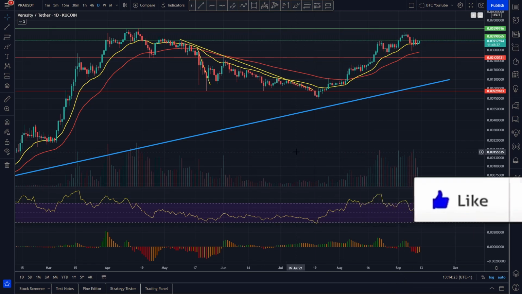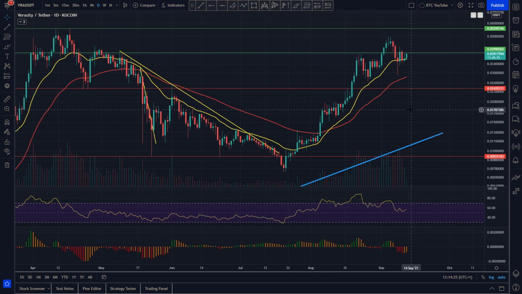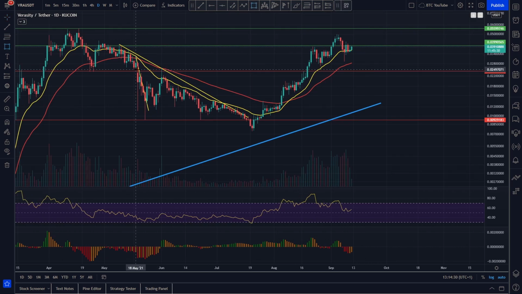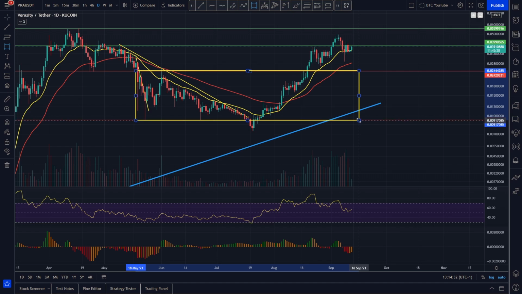So we're just taking a look at Verasity here, and as we can see, it's looking very, very bullish indeed from what we can tell by this chart. We'll basically go through what's been going on recently so you can get an idea. But basically we had our little range like this, didn't we?